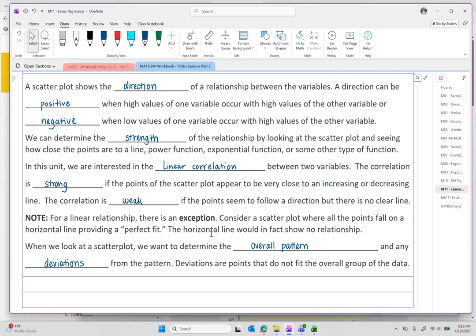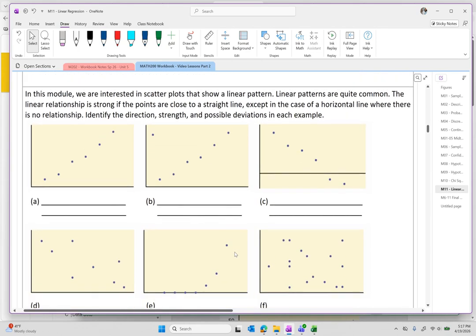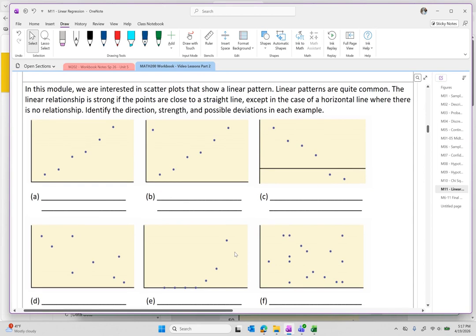So when we look at the scatter plot, we want to determine the overall pattern, and then we want to see if there are any deviations, which will be points that do not fit the overall group of the data. So let's look at some examples and see if we can determine whether there is a positive or negative correlation, if it is strong, if it is weak, and if there are deviations.